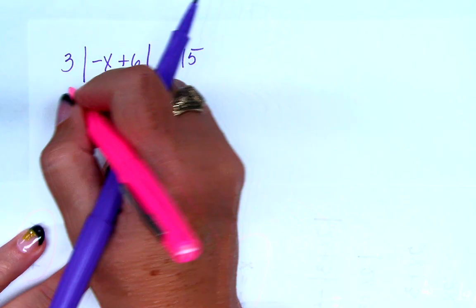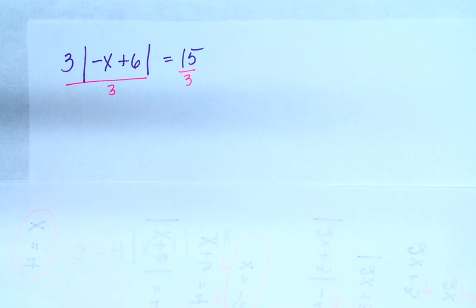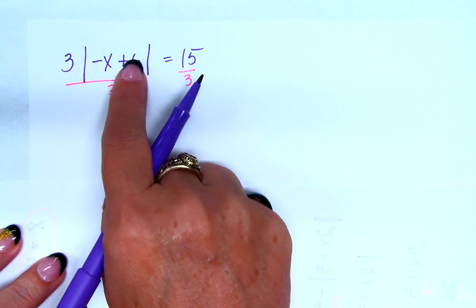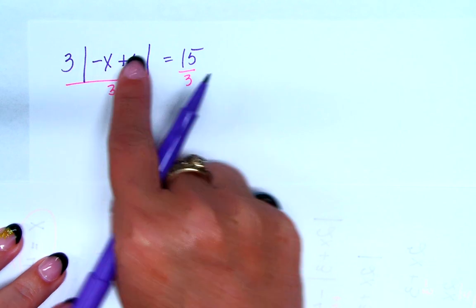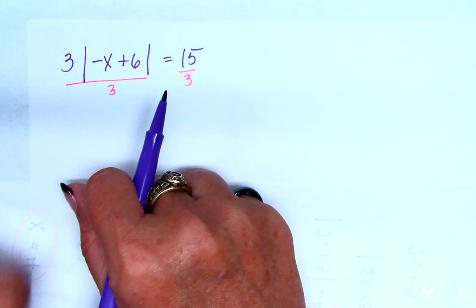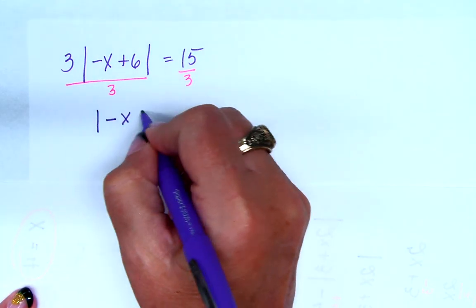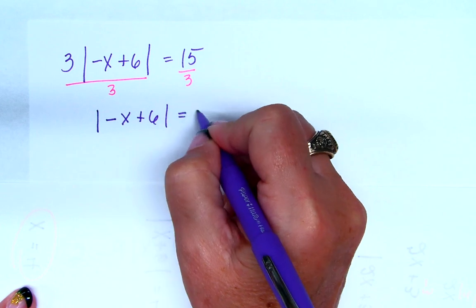Okay? I agree with that. Let's divide both sides by 3. And why do we have to divide by 3 first? Isolate the absolute value. Okay, so the first time I was trying to trick you, you didn't get tricked. Because you know what some people try to do right here? Distribute the 3. Don't. First step is isolate the absolute value. Okay? So good job on that. So we have absolute value of negative x plus 6 equals 5.